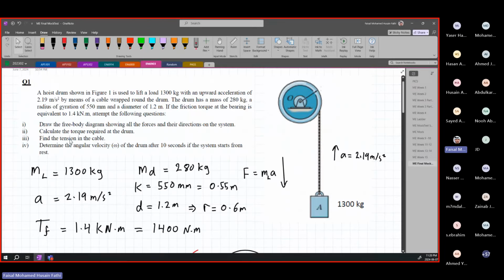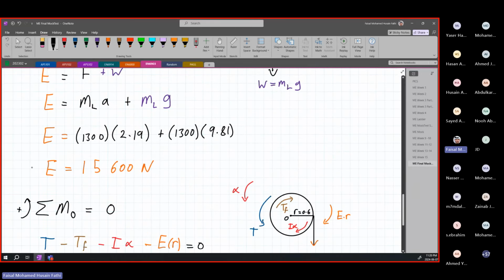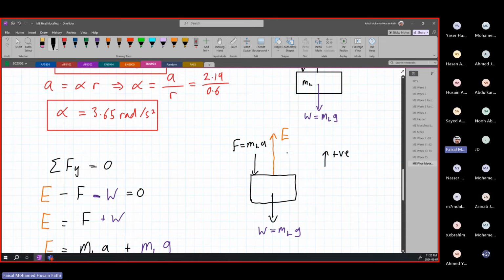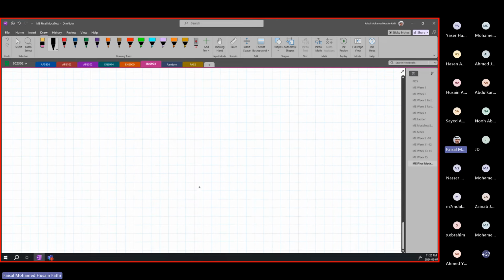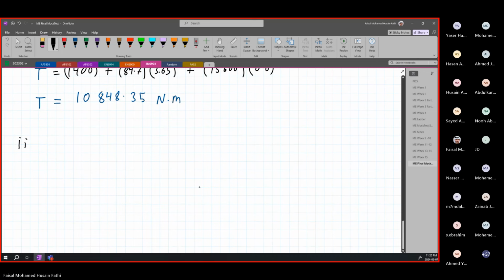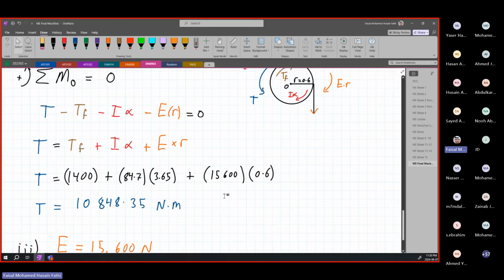Part 3, by the way, it just says find the tension in the cable. In part 3, we have already done it. We had to do it to find our torque. This is our tension in the cable. Remember, the tension in the cable is E. We have mentioned it to be E. So for part 3, it is simply E is equal to 15,600 newtons. This is our tension in the cable.